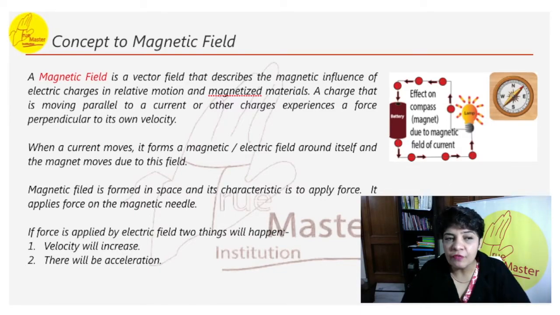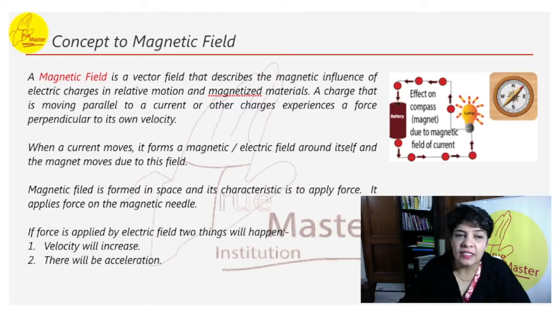The magnetic field exerts a force on a moving charge or a current in the field. Magnetic field is a vector quantity. The electric charge moving in a magnetic field experiences a force. The force is proportional to the component of velocity perpendicular to the direction of the magnetic field.